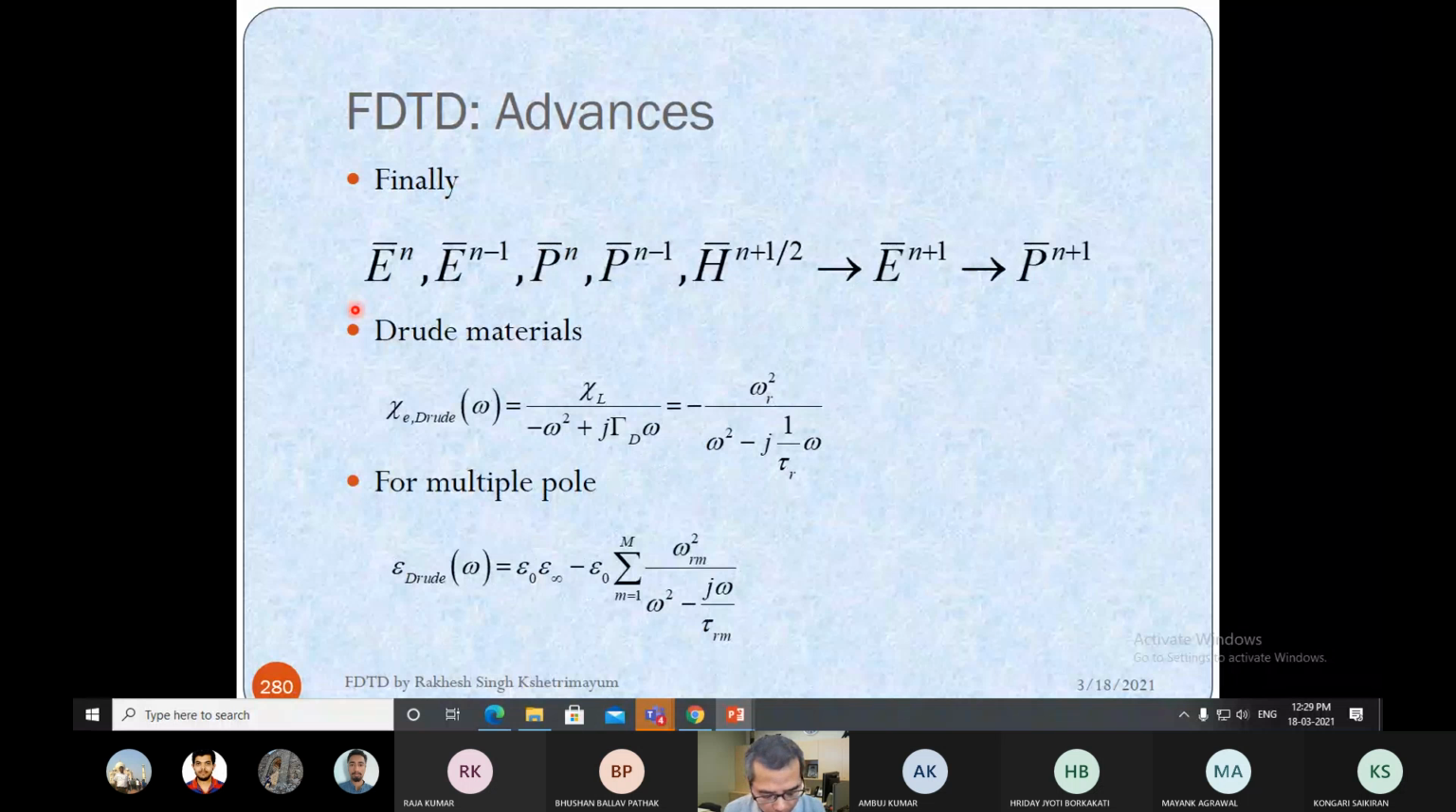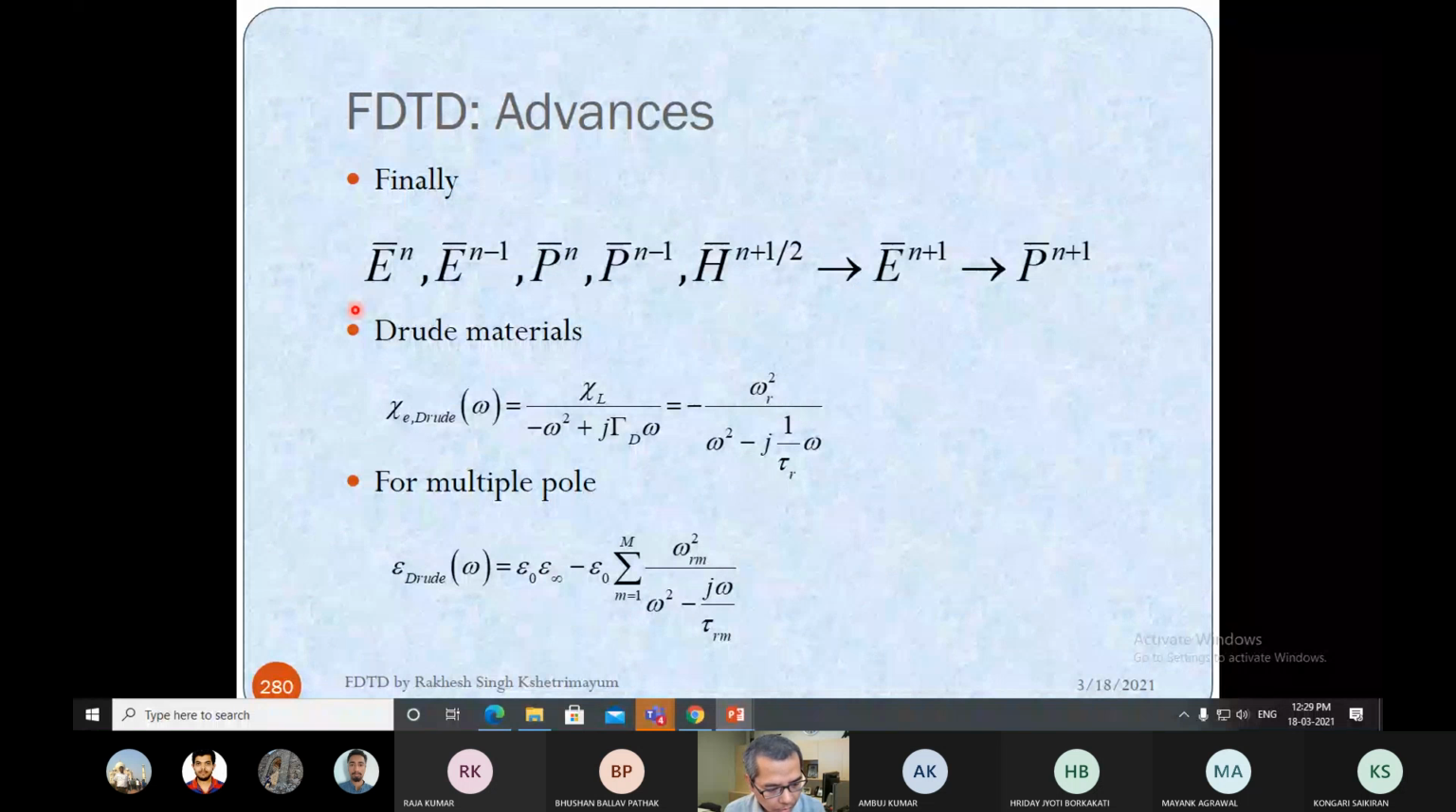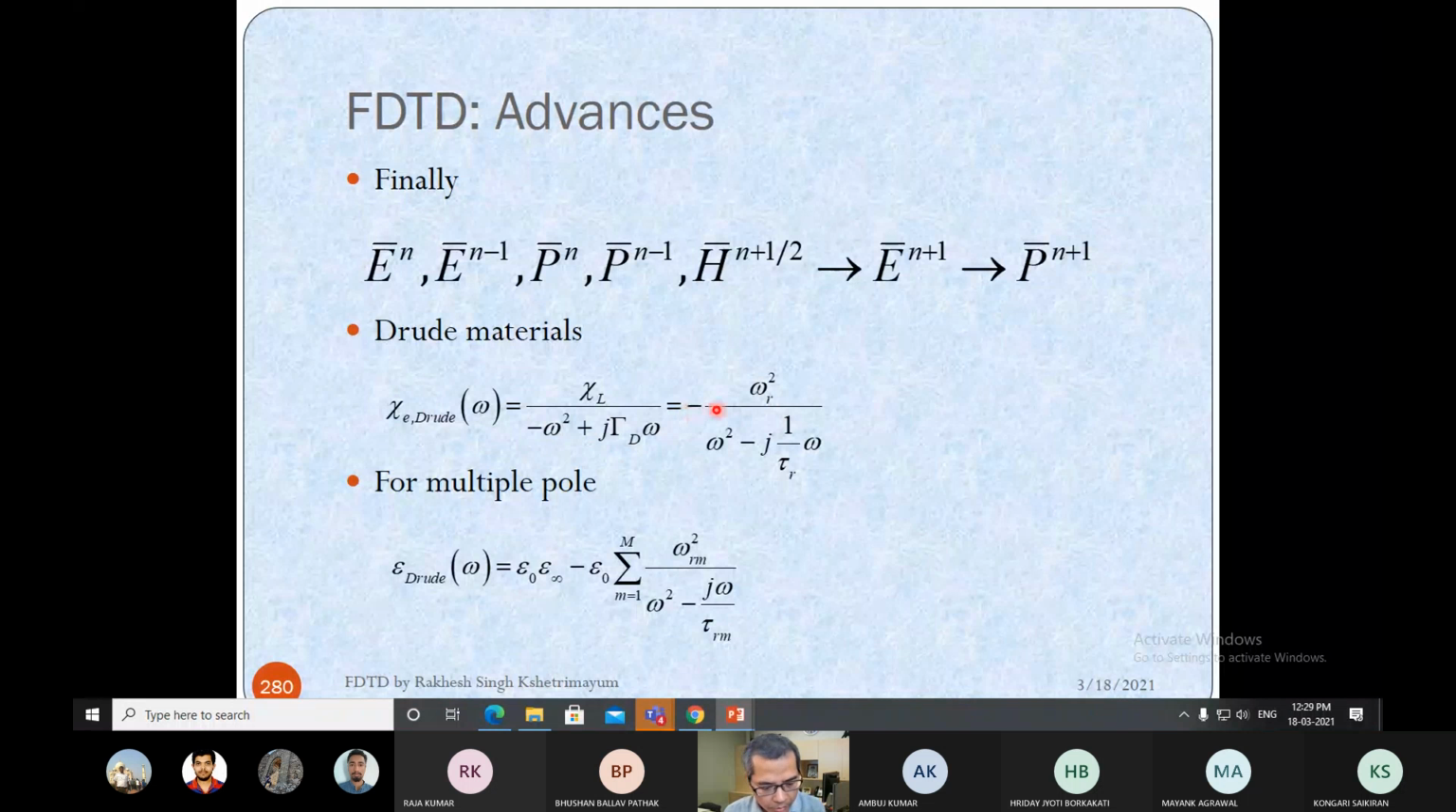In order to maintain continuity in studying all the models, let us go to the Drude model also. We have discussed the Debye model and the Lorentz model. Let us go to the Drude model. In the Drude model, the electric susceptibility chi is minus omega square divided by omega square plus j gamma d omega, and you can express this in terms of resonant frequency as minus omega square by omega square minus j 1 by tau r omega. Instead of having just one pole, if you have multiple poles here, then you have to take the summation of this term.